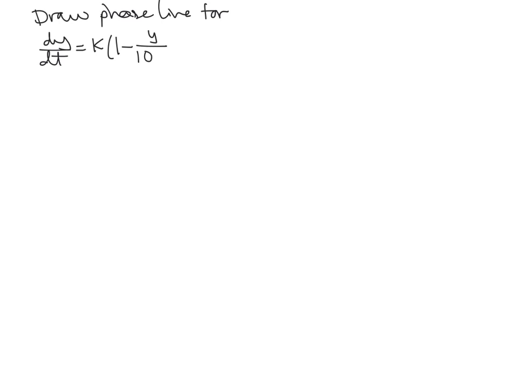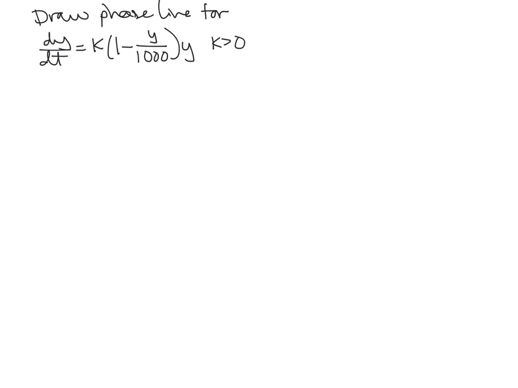As an example, let's draw the phase line for dy/dt equals k times (1 minus y over 1,000) times y, for k greater than 0.